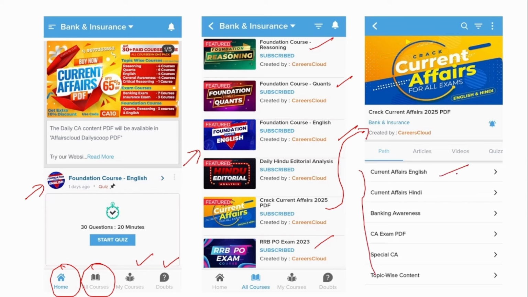So here, if you see, the current affairs will be available in English medium, this under Hindi medium, and here banking awareness, we will provide you the monthly compilation of the banking news and current affairs exam PDF, and also special current affairs which includes mainly the budget, the union budget, the economic survey, which is very important from the exam perspective. And this is topic wise content where that topic's news related to the specific topic will be combined together and provided to you.